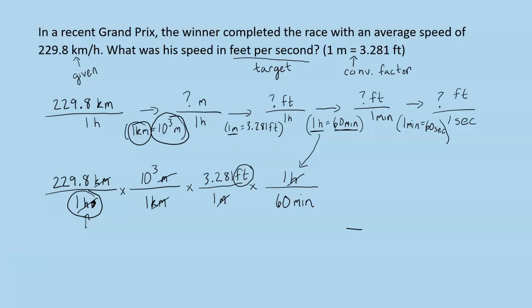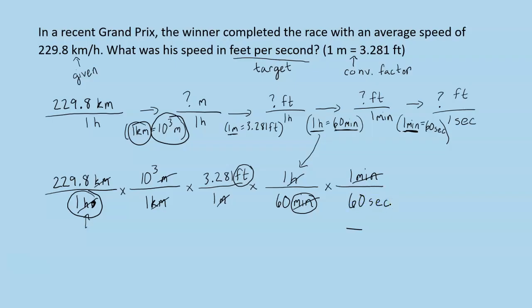Now my hours have canceled and I have got feet per minute right now. Okay, and then the last step, of course, we're going to go from minutes to seconds. So from my equality, I have 1 minute. That has to go diagonal to the minutes. And so that's going to go on top of my conversion factor so that the minutes can cancel. And then that forces the 60 seconds to go underneath.